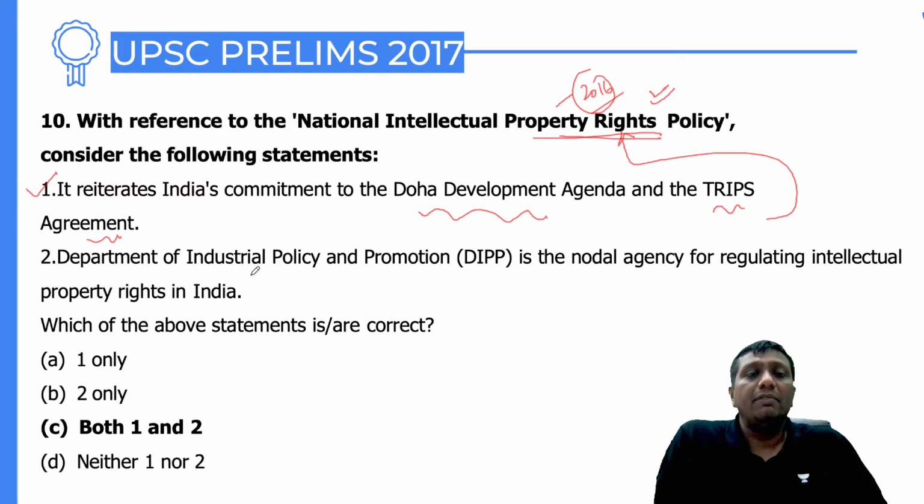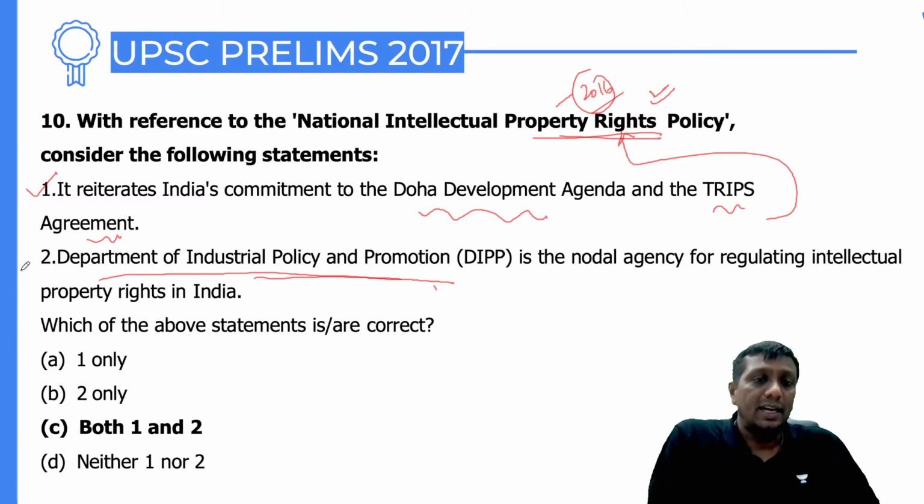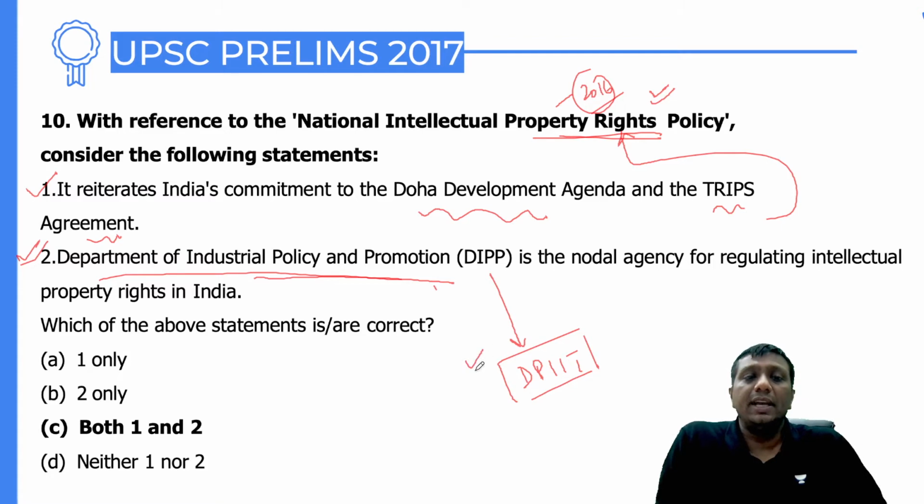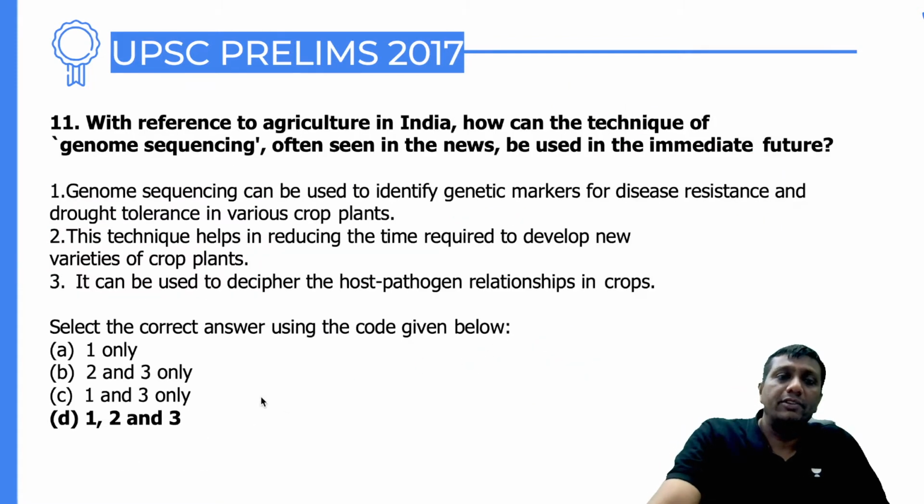Second one, Department of Industrial Policy and Promotion, that is DIPP. DIPP is the nodal agency for regulating intellectual property in India. That is right, guys, and mostly it is working in industrial sectors. But one thing more I'll tell you, guys, today the DIPP name has been changed to DPIIT. Maybe you people know or not, but in 2007 its name was DIPP. So both statements are right in this case.